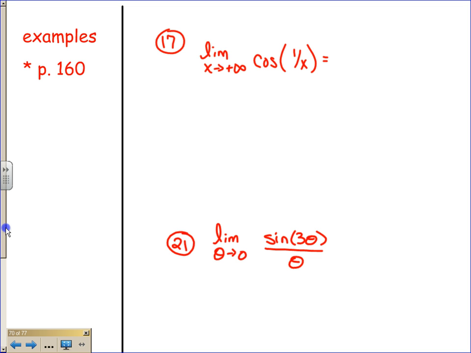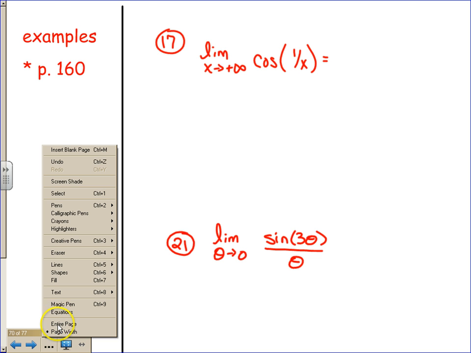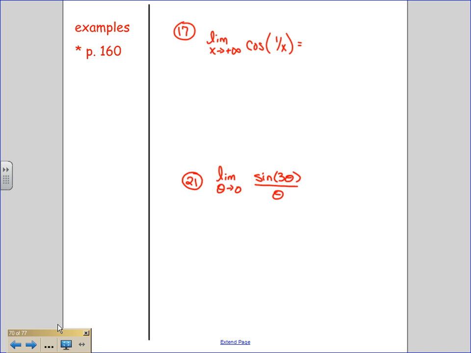Here we go. Limit as x goes to infinity of cosine of 1 over x. Not that you have to write this every time, but just to think through, what's the limit of 1 over x as x goes to infinity? Yeah, he's just going to 0, right? Bottom wins. So what's cosine of 0? 1.